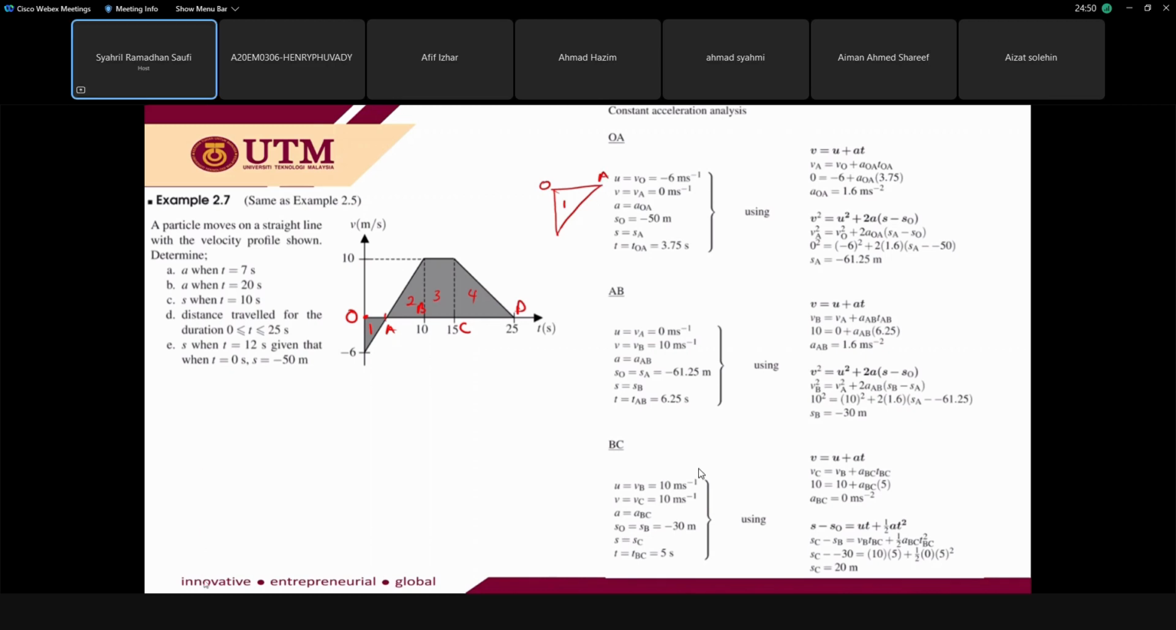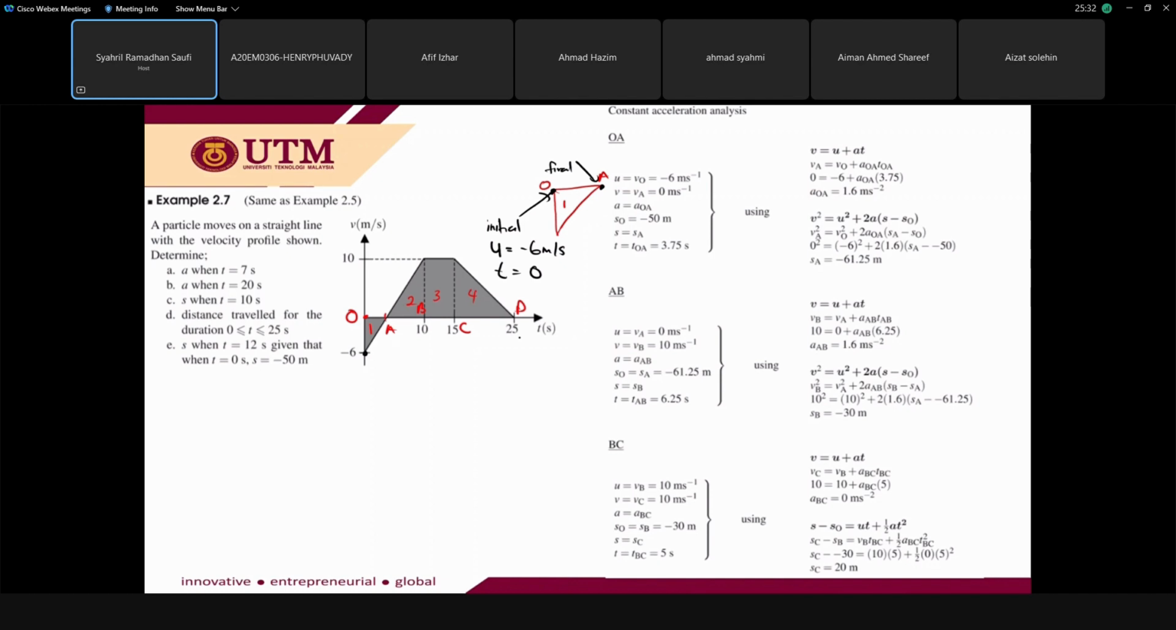2a. Okay, so this is the initial point. Okay, this is the initial end point or the final. Okay, so at the initial point, u, which is the initial velocity, is -6 meter per second. Okay, t is 0.